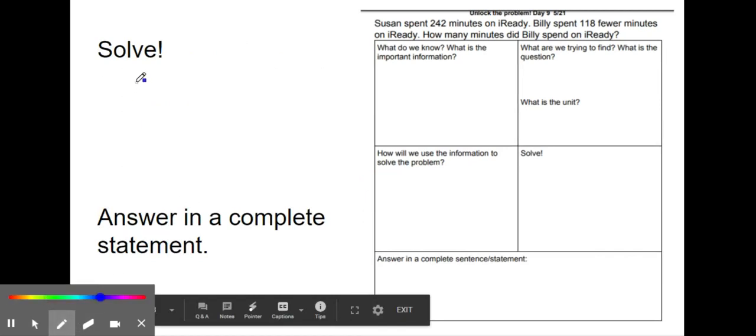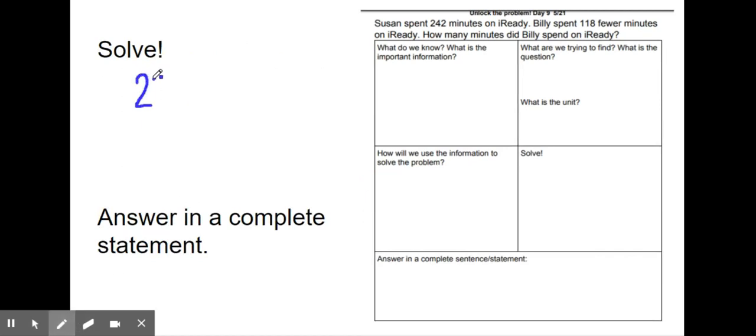So I need to subtract, right? I need to do 242 minus 118. So you're going to solve that, friends. And then once I solve it, I cannot forget I must put my answer in a complete sentence.